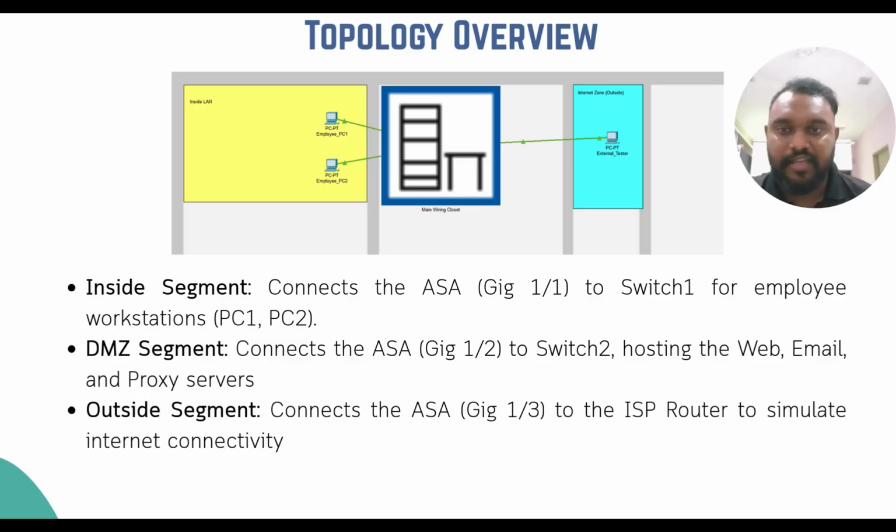And now we move to the topology overview. The first one will be the inside segment, which connects the ASA to switch 1 for employee workstations, PC1 and PC2. The second one will be the DMZ segment, which connects the ASA to switch 2 hosting the web, email and proxy servers. And the last will be the outside segment, which connects the ASA to the ISP router to simulate internet connectivity.